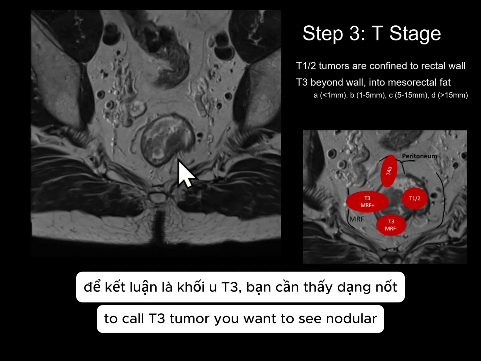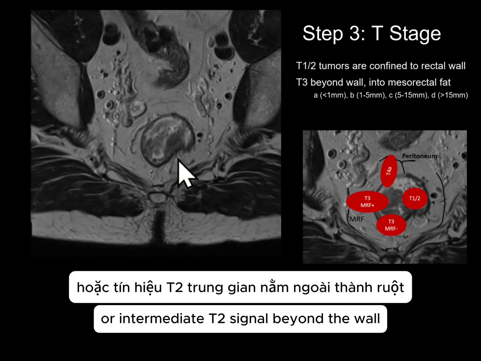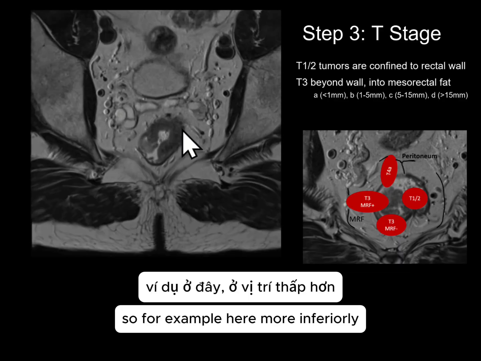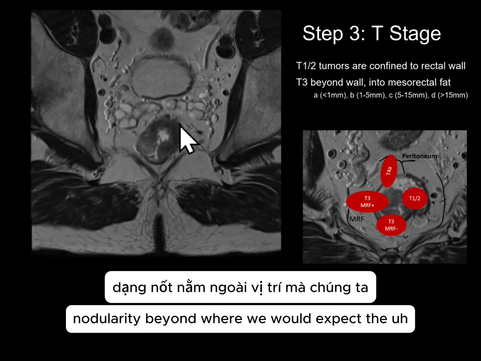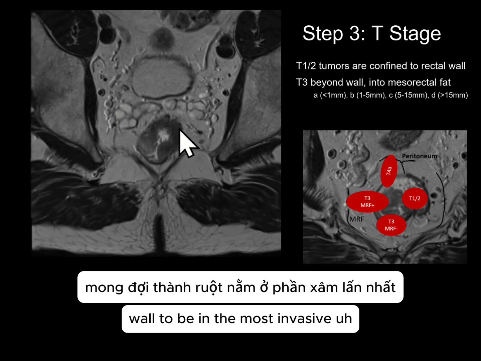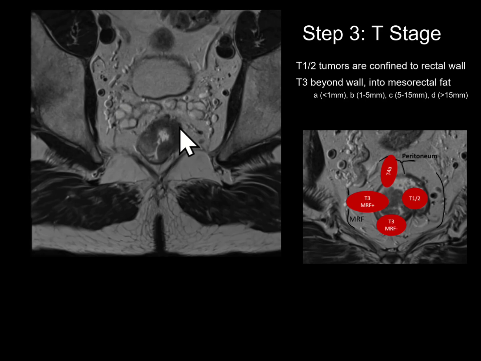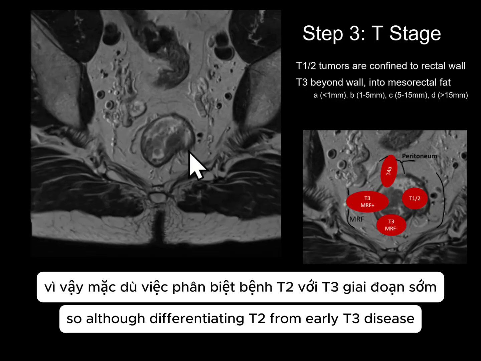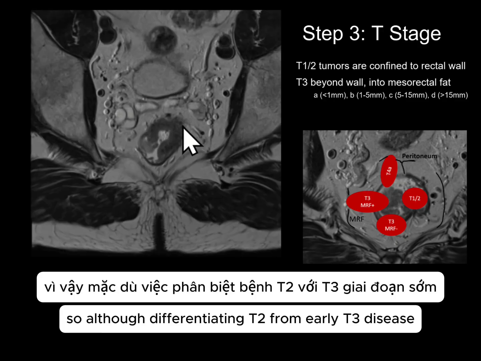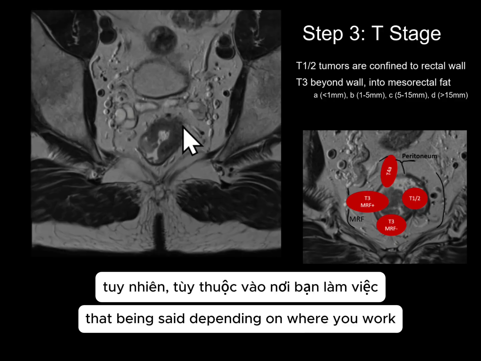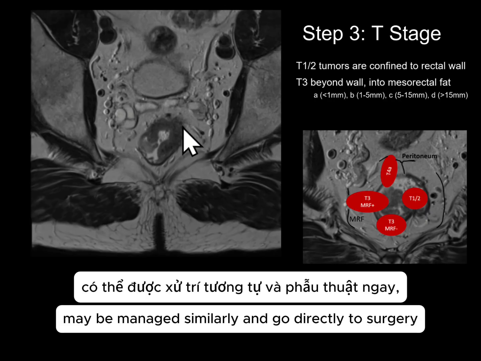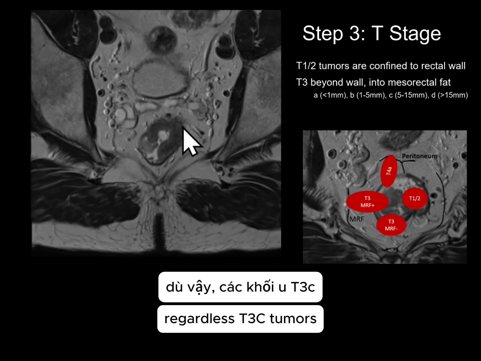To call T3 tumor, you want to see nodular or intermediate T2 signal beyond the wall. So for example, here more inferiorly, we do see that there is some nodularity beyond where we would expect the wall to be in the most invasive portion of the tumor. And it's about 3 millimeters beyond the wall. So although differentiating T2 from early T3 disease can be challenging, that being said, depending on where you work, T2 and T3A tumors may be managed similarly and go directly to surgery regardless.